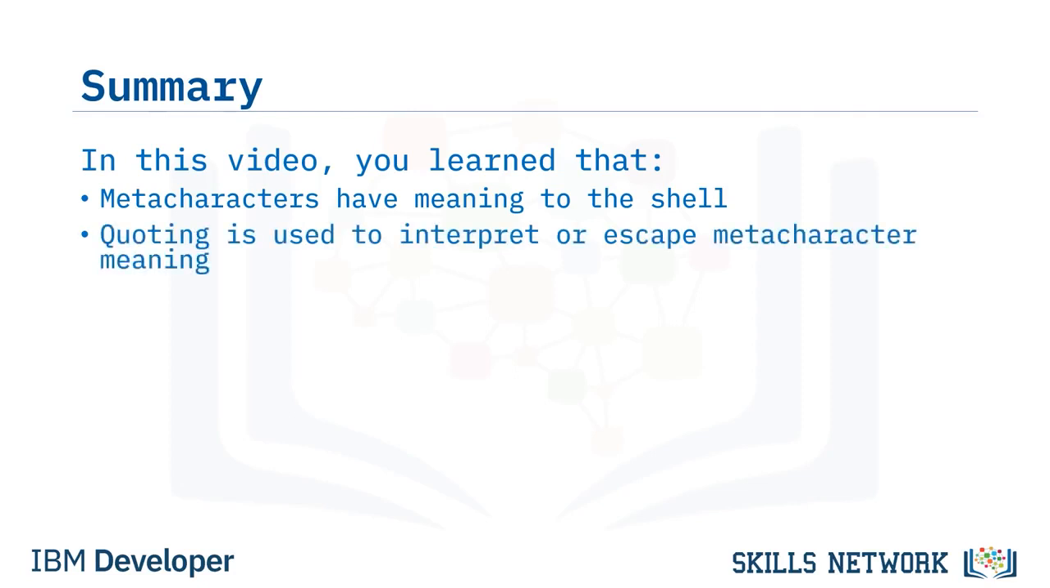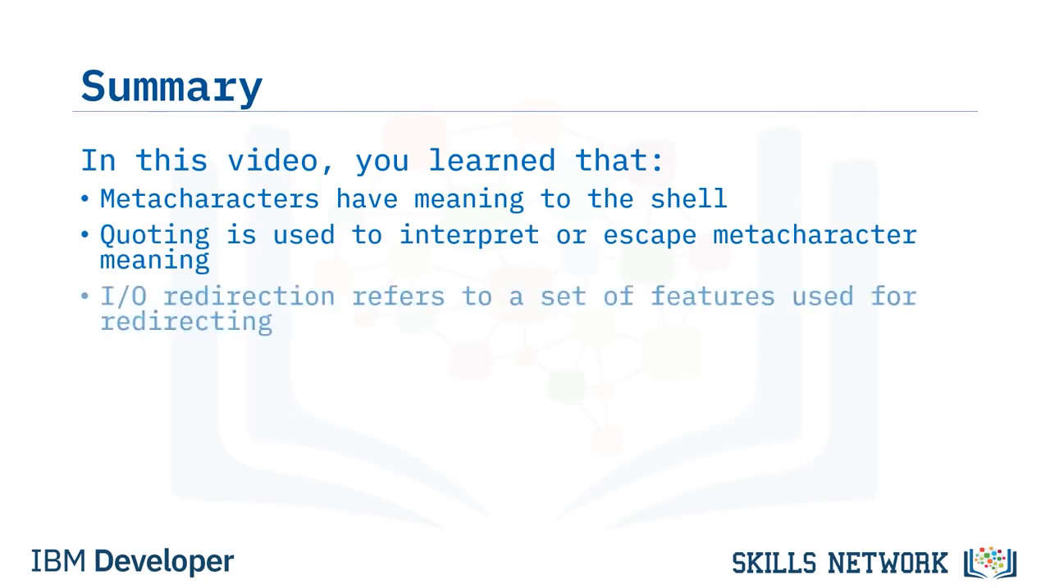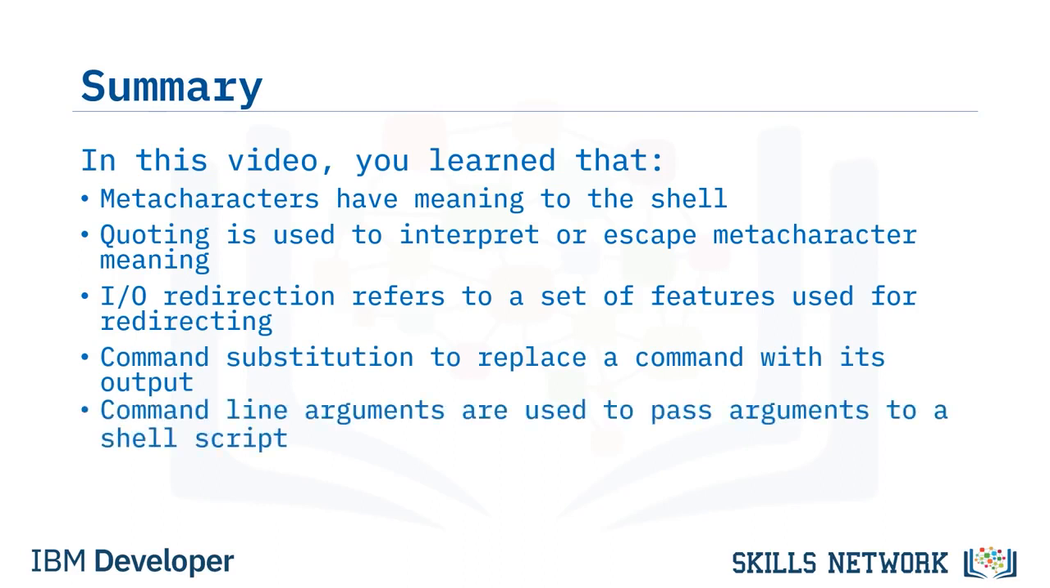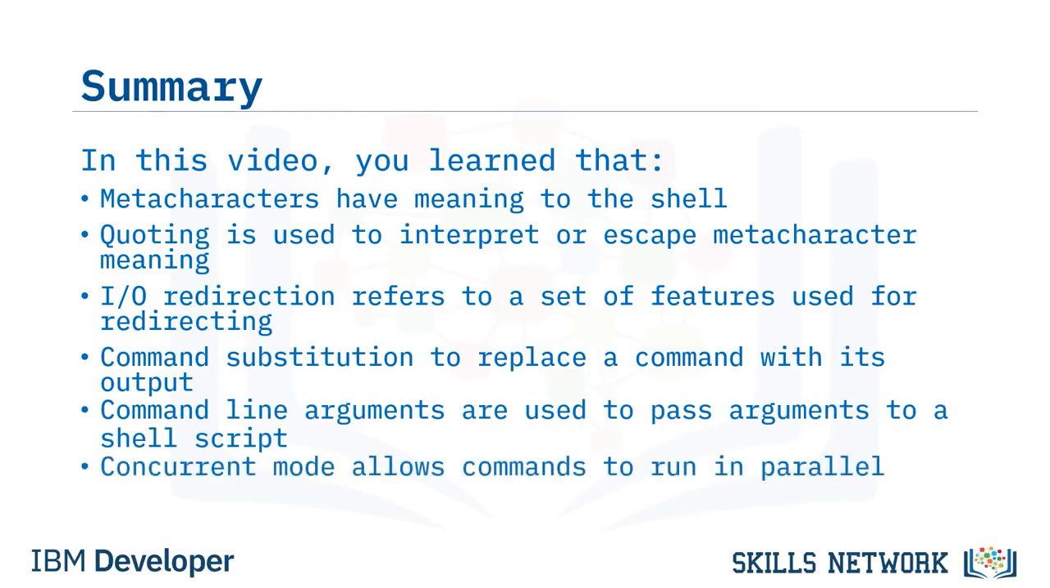In this video, you learned that metacharacters are special characters that have meaning to the shell. Quoting is used to specify whether the shell should interpret special characters as metacharacters or escape them. Input-output, or I/O redirection, refers to a set of features used for redirecting. You can use command substitution when you want to replace a command with its output. Command line arguments provide a way to pass arguments to a shell script. And finally, in concurrent mode, multiple commands can run simultaneously.